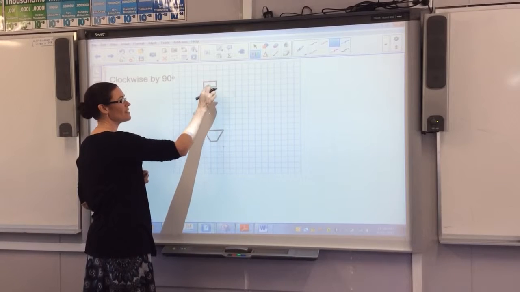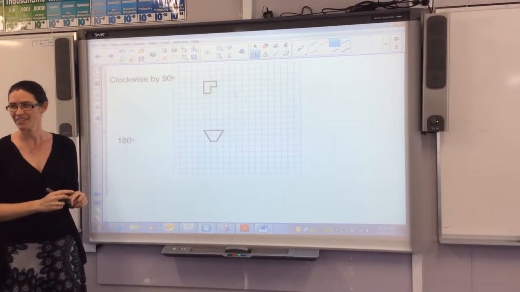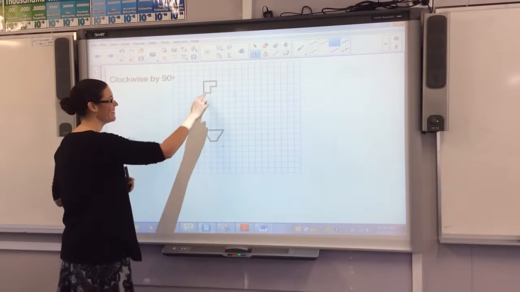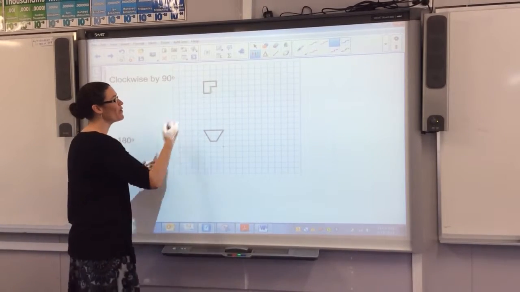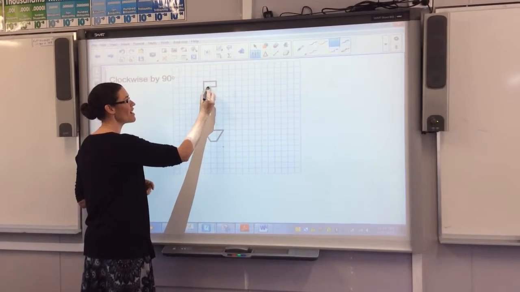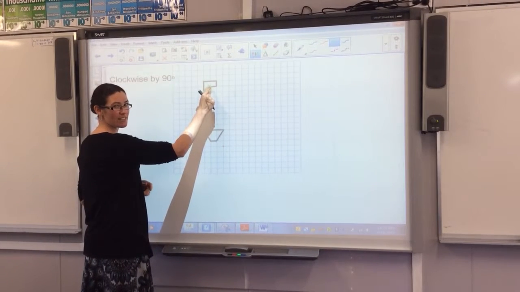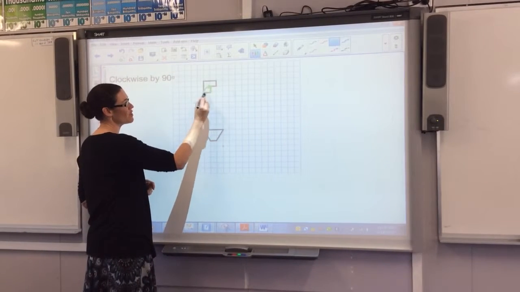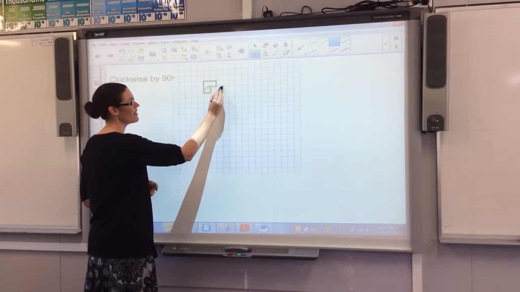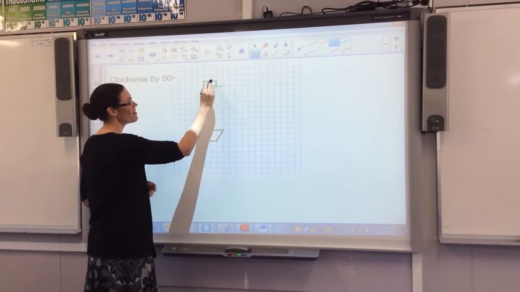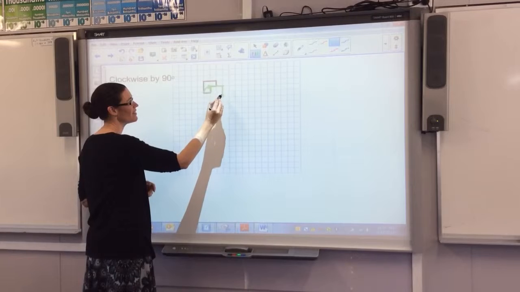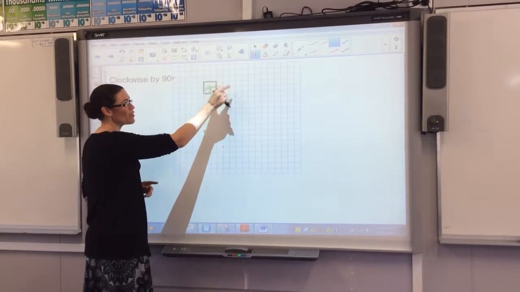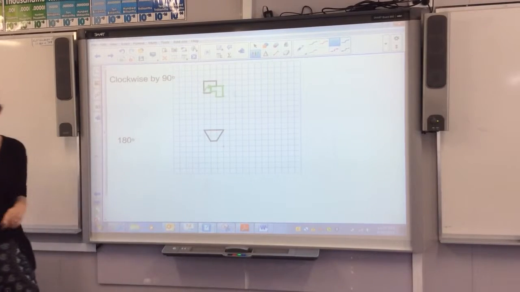So this line has gone straight up there. Your shape is rotated, and this point here has gone around 90 degrees. Now that means that's the start of the shape here. This line here will now come out here. So my whole shape has turned around clockwise 90 degrees.